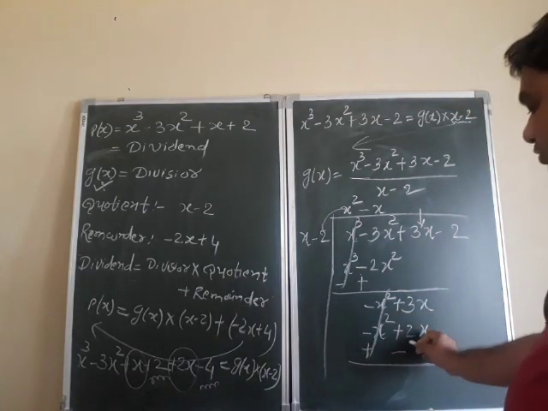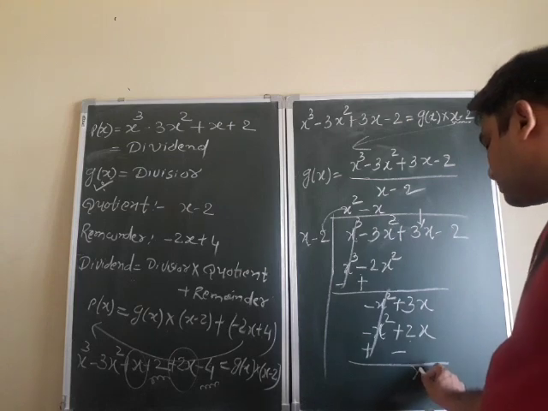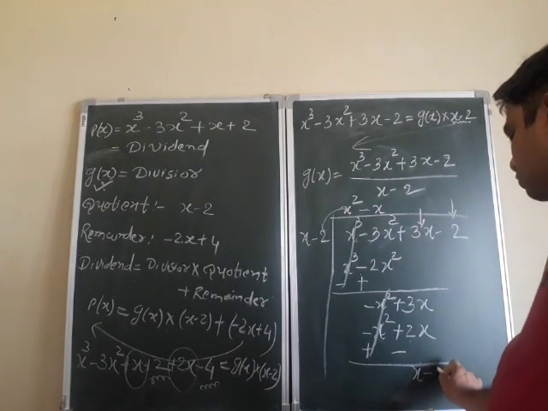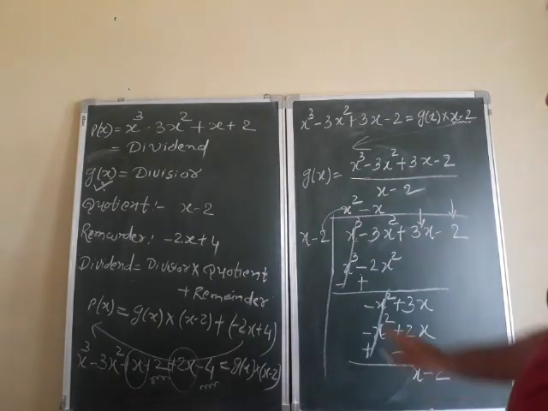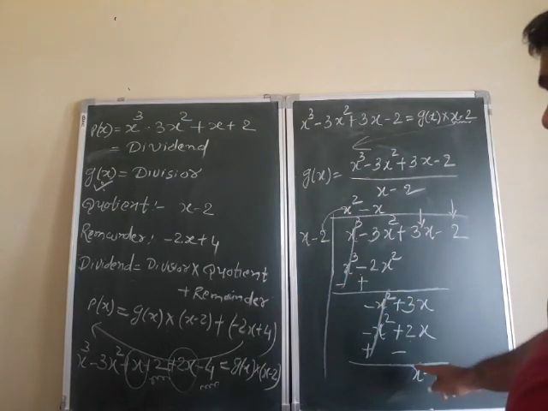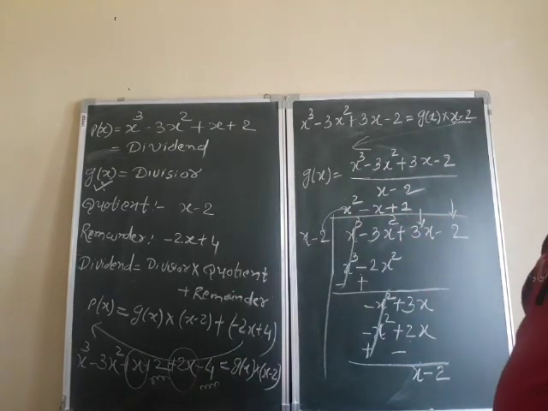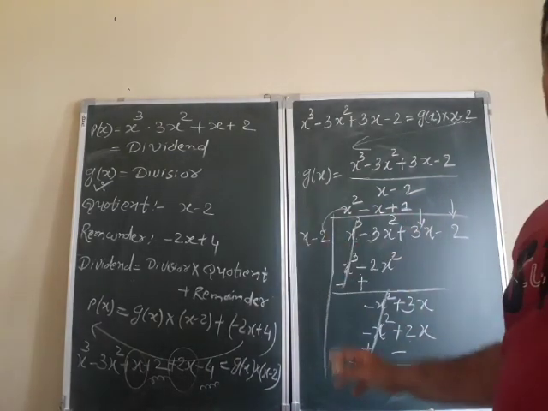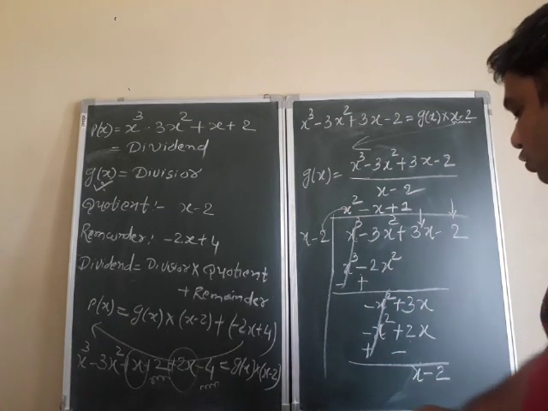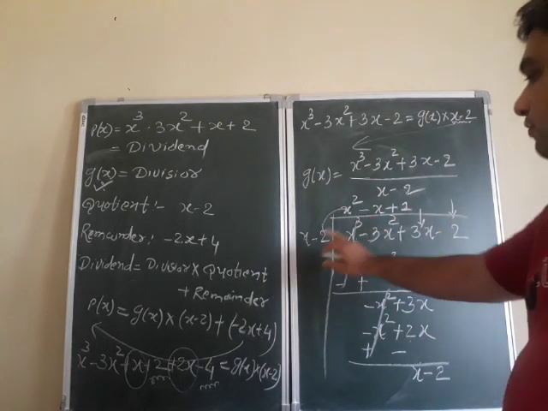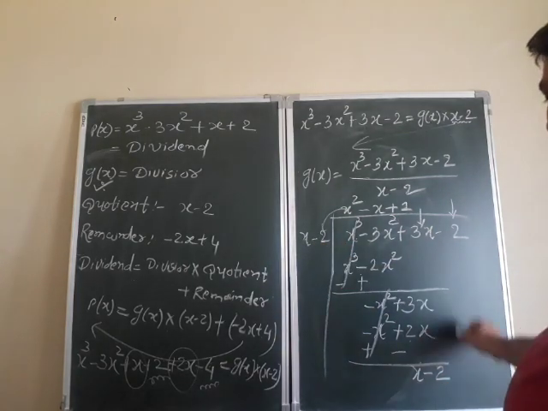Now 3x plus 2x, so this should be x. And see, minus 2 you can carry forward. So this is x minus 2. Now here is x minus 2 and here is x minus 2. So x by x. Which number should be inserted? Plus 1. Actually you know that 1 multiplied with any number gives the same number. So as we required x minus 2 over here, we just put the 1. So 1 into x minus 2 is x minus 2.